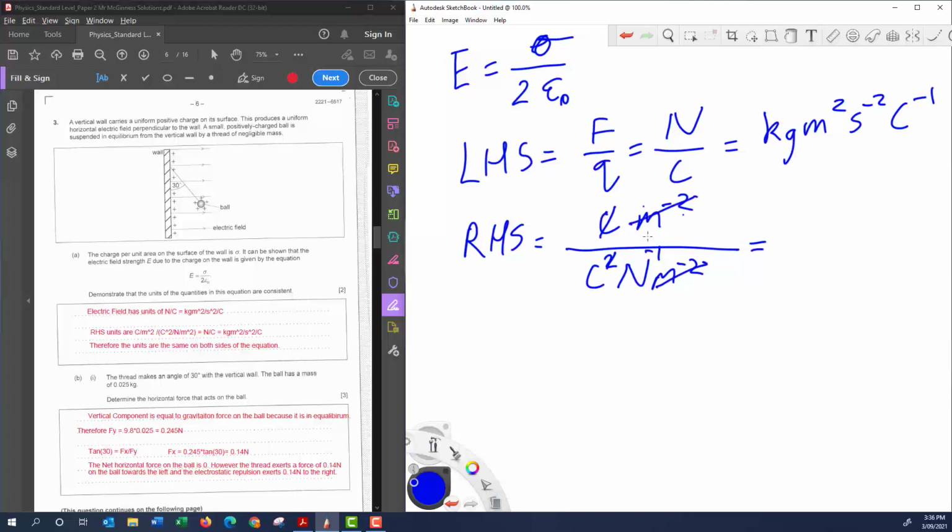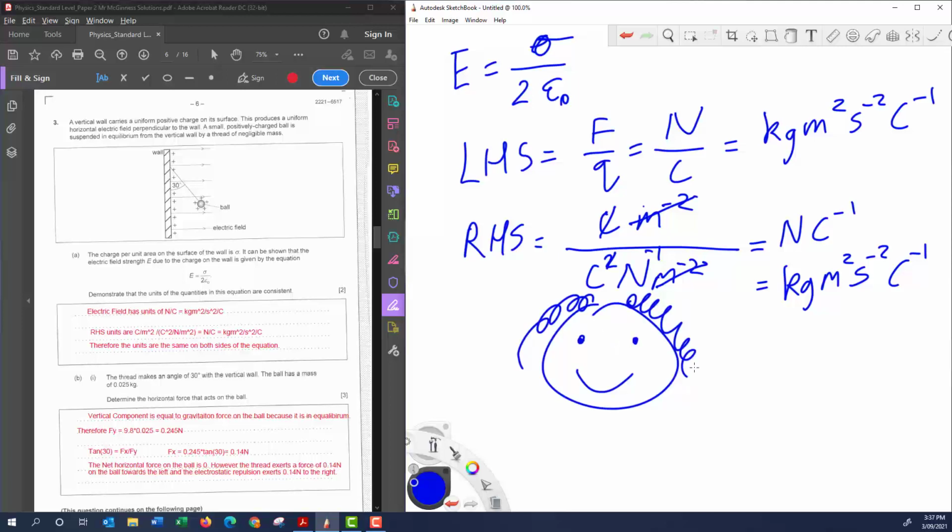So our metres cancel out here, and that means we've got newtons to the -1 on the bottom. That's the same as having newtons to the 1 on the top, and then coulombs to the -1. So once again, that's going to be kilogram metres squared seconds to the -2. Alright, so therefore, left-hand side equals right-hand side, and the units are the same on both sides of the equation. That makes us happy. That's the units part.